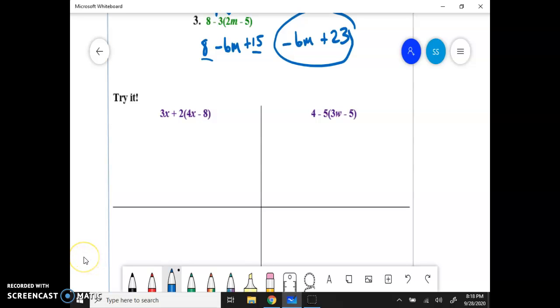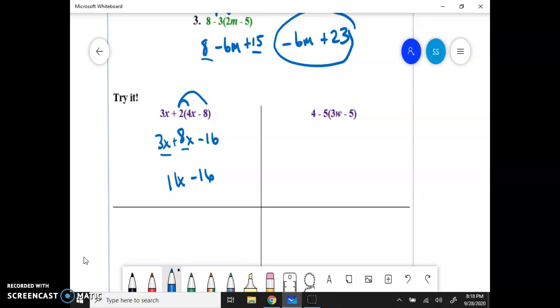All right. First thing we want to do is distribute this 2. So 2 times 4x is 8x. 2 times negative 8 is negative 16. Drop down this 3x. Drop down the plus sign. Combine the like terms, and we have 11x minus 16.